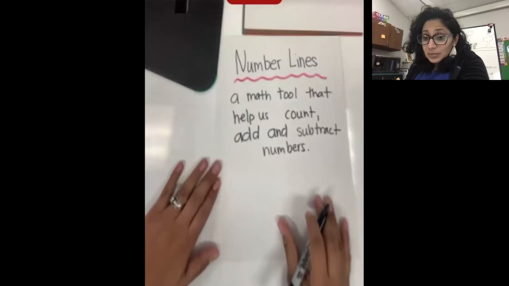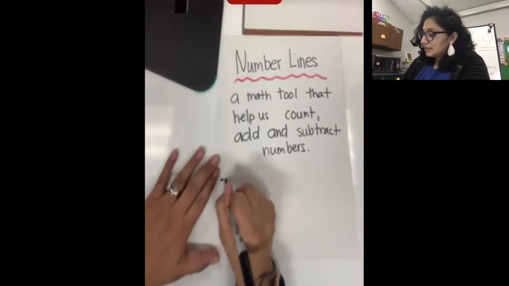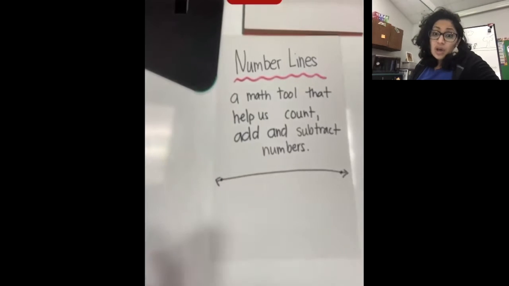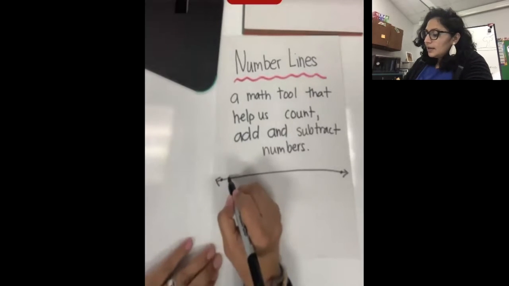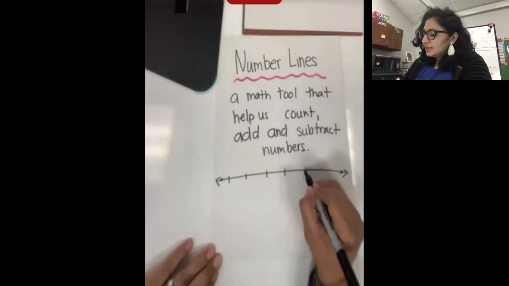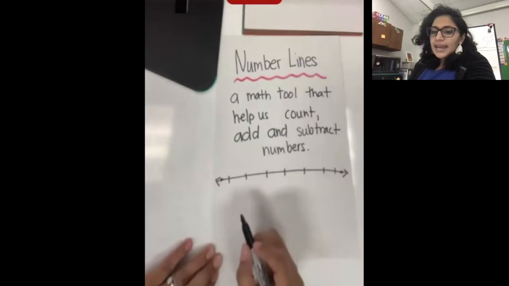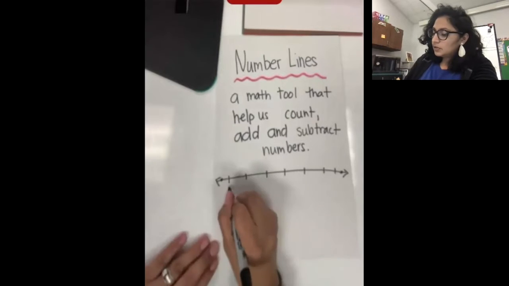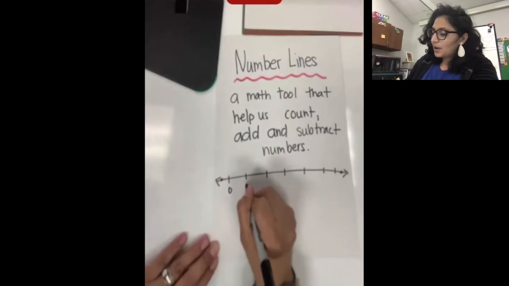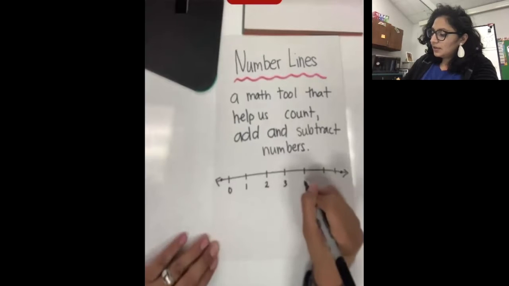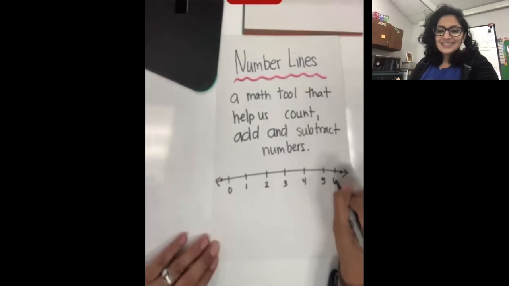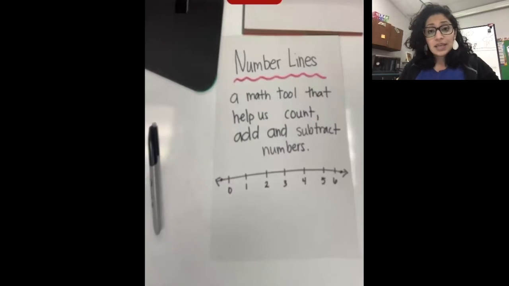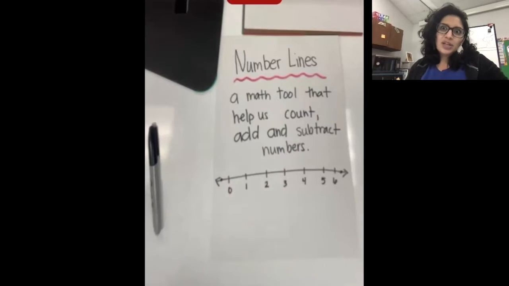And I want to show you what a number line looks like. So a number line is a line, and it usually has arrows or dots. And you will see that a number line has these small dashes, and under each dash, it will have a number. So we're going to start at 0, 1, 2, 3, 4, 5, and 6. Our number line today is going to go all the way to 20. And that's what we're going to do in the activity. But for now, I just want to show you what it looks like.